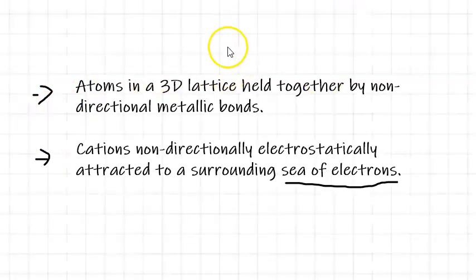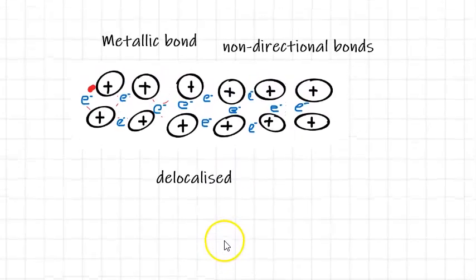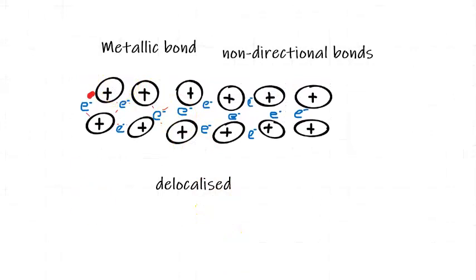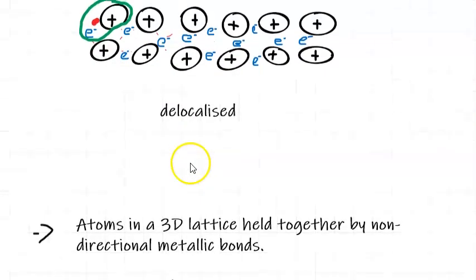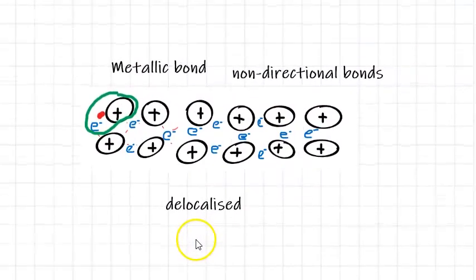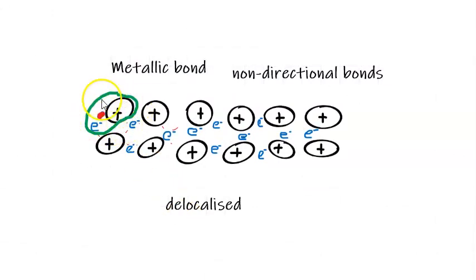So we've got atoms in a 3D lattice, so we'll just go back to that diagram there. So the atoms, it would be referring to an atom being, let's say, all of this. So it's referring to the cation and the delocalized electron, and it's saying that they are in a 3D lattice held together by non-directional metallic bonds.